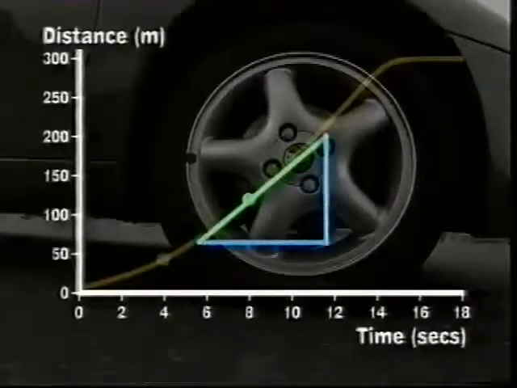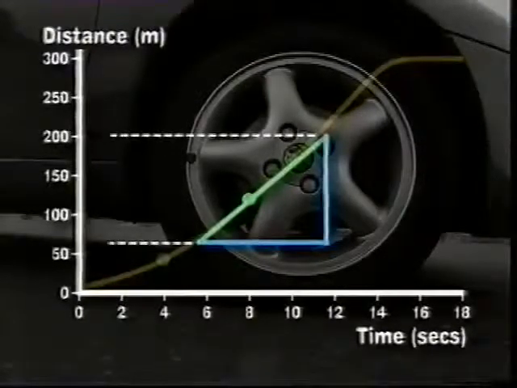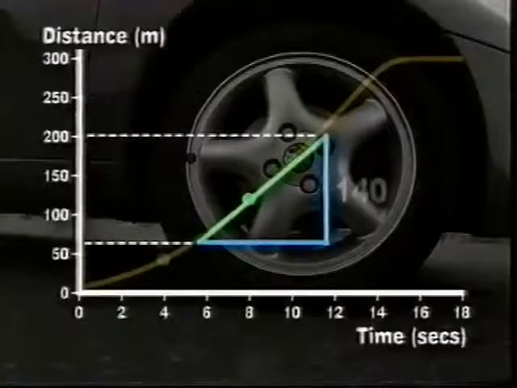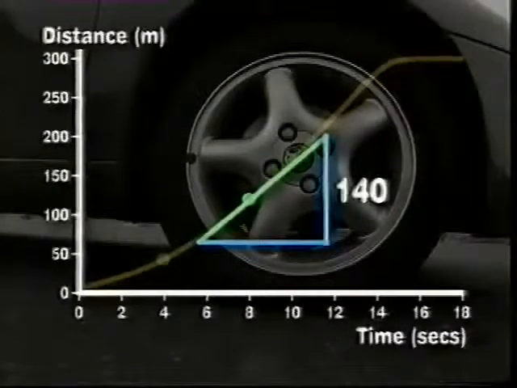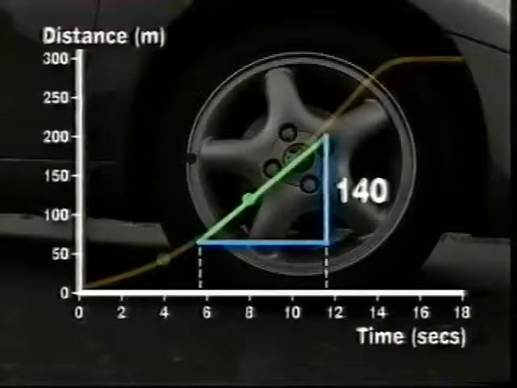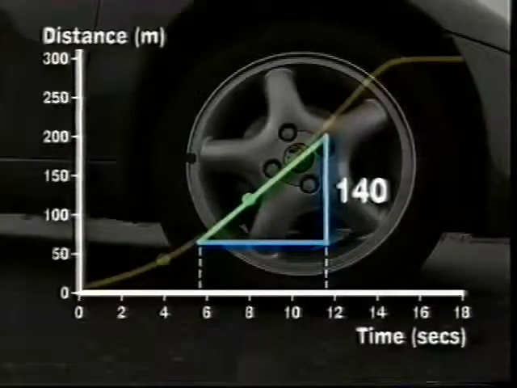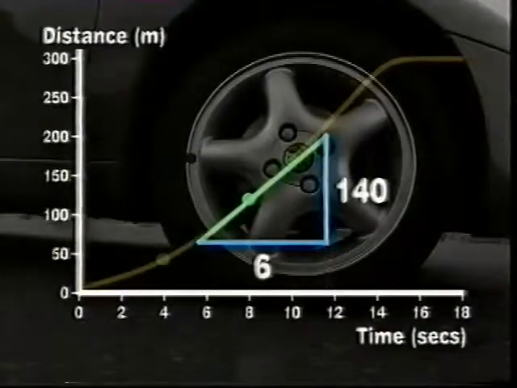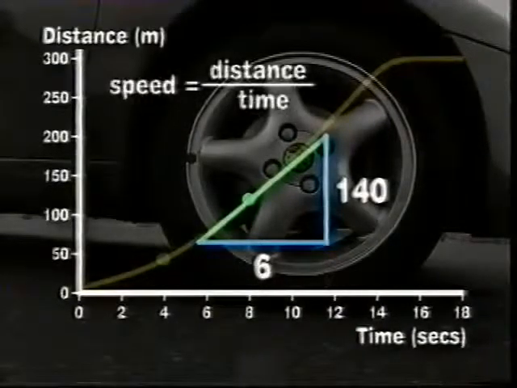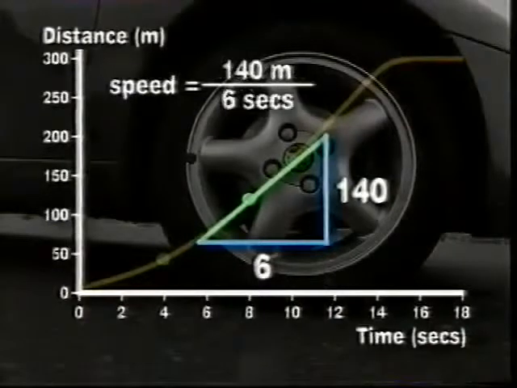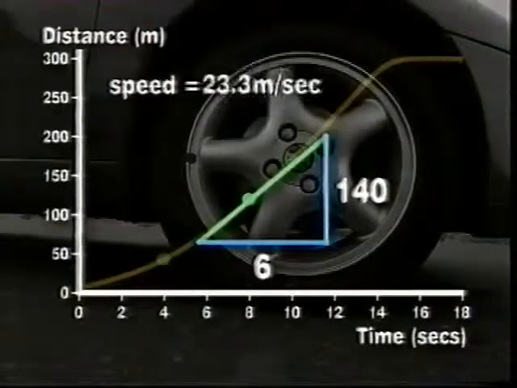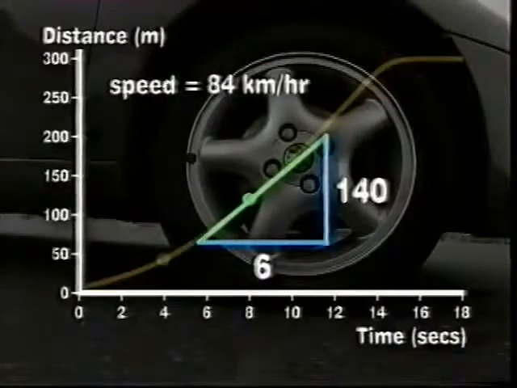In this case, the distance is 200 metres minus 60 metres, which is 140 metres. Similarly, if we extend the line to the time axis, the time is 11.8 seconds minus 5.8 seconds, which equals 6 seconds. The gradient is therefore 140 metres divided by 6 seconds, which is 23.3 metres per second, and that's 84 kilometres per hour.